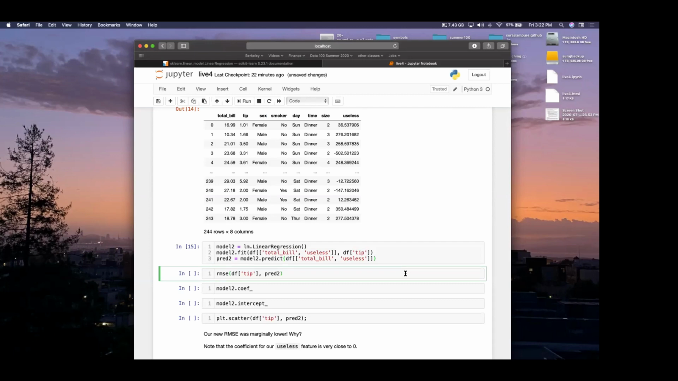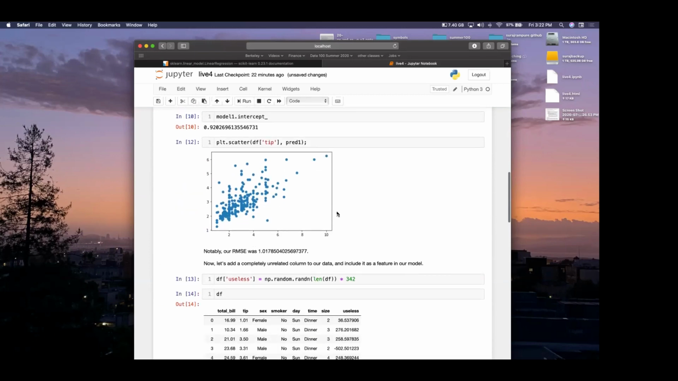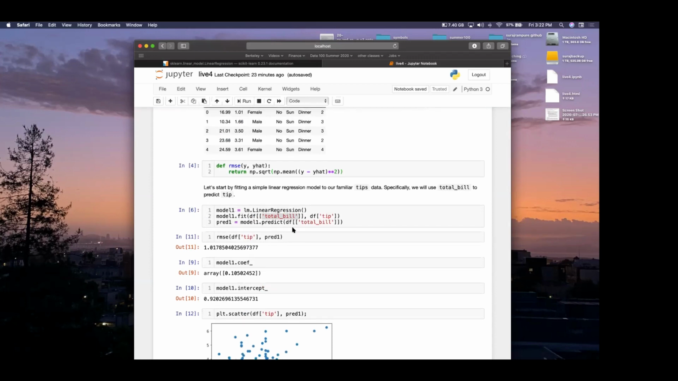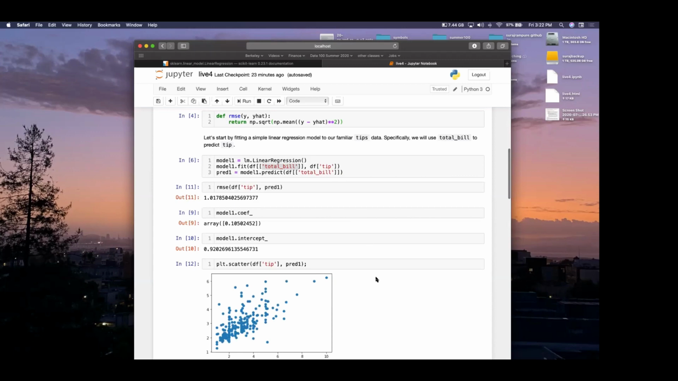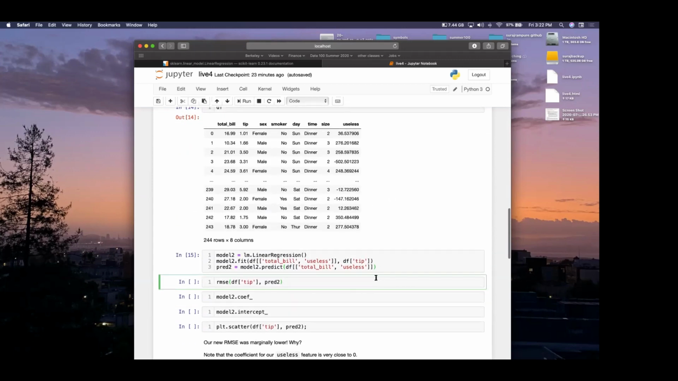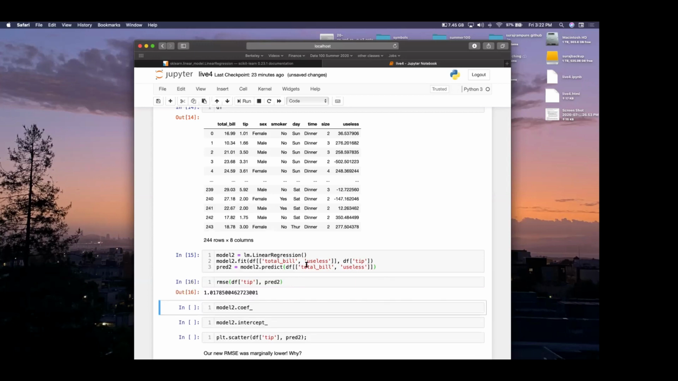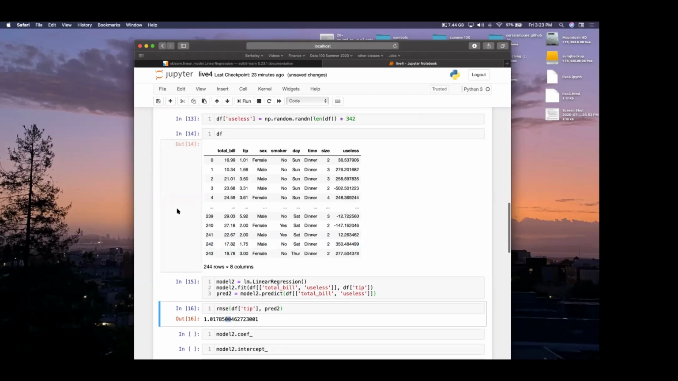So the previous model just included total bill and an intercept term, and it was 1.0178-ish. What is this one going to be? We got a lower, we got a higher, another lower, at least equal, lower. Okay, let's find out. So it looks like 0.178500. It's getting intricate here.